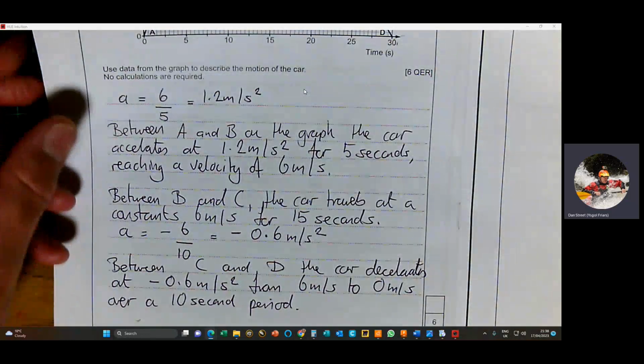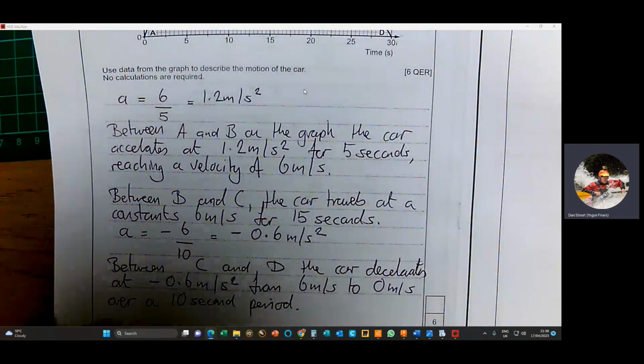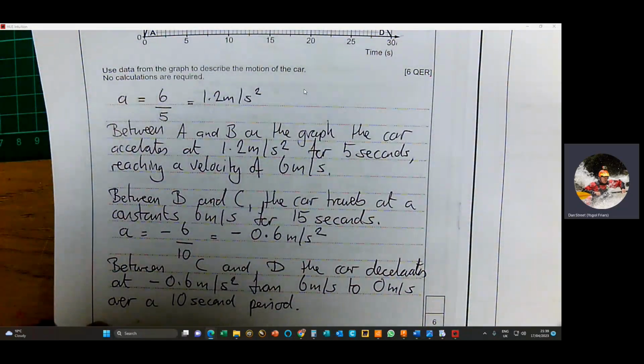So with these QER questions, not only are you expected to demonstrate your physics knowledge, but you are also expected to explain that in well-structured, well-written sentences. And there are marks available for the communication as well as the physics.